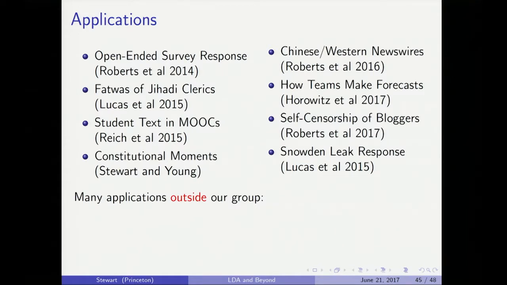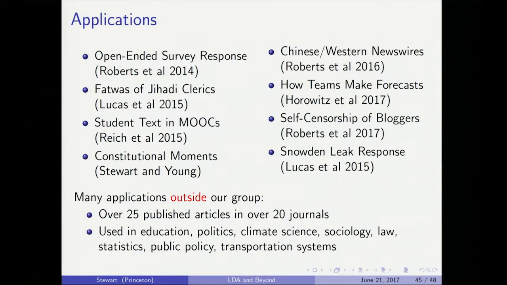This is the part that gets me really pumped. There's, at this point, about 25 published articles in over 20 different journals. They're all up on the Structural Topic Model website. If you do a paper with STM, shoot me an email and let me know, and I'll add it to the website. If you're thinking about doing something with STM, people have told me it's a very nice resource because you can see how other people have talked about the model and used it and visualized it and all those sorts of things. And so I highly encourage you to check that out.